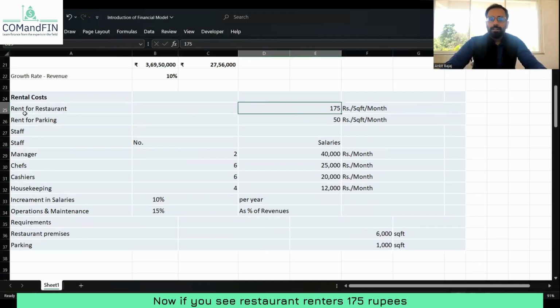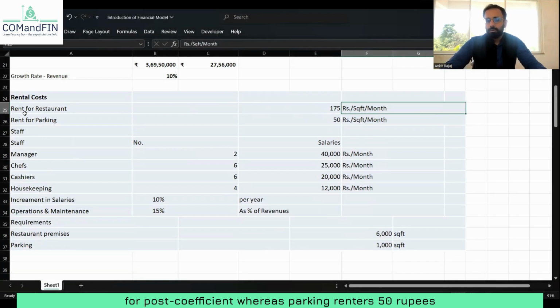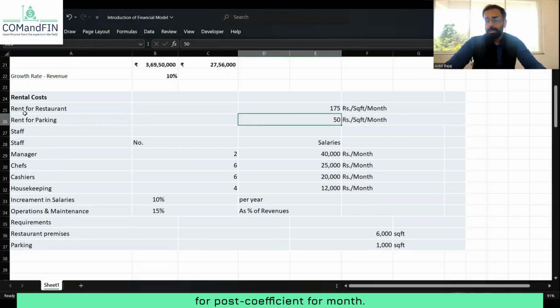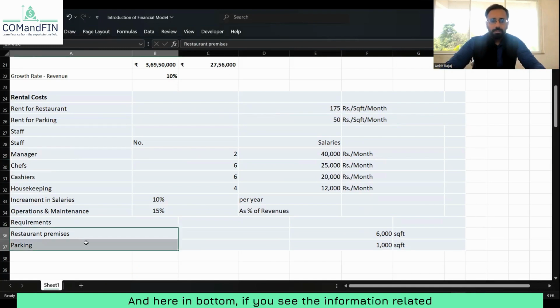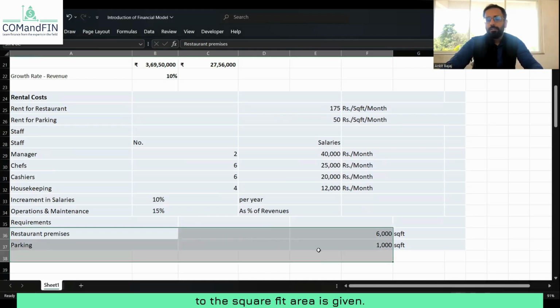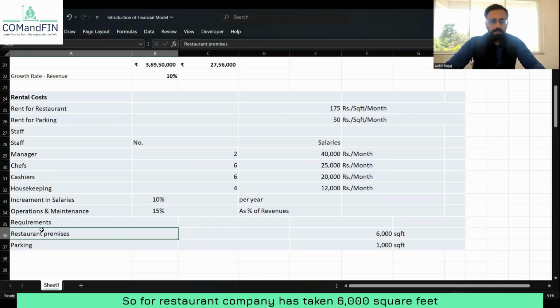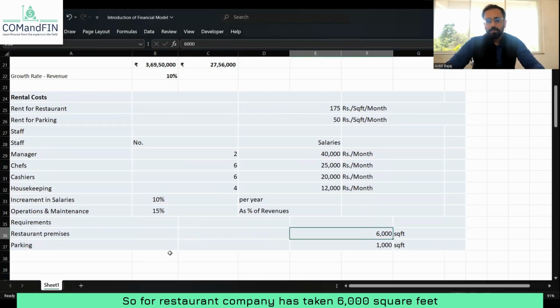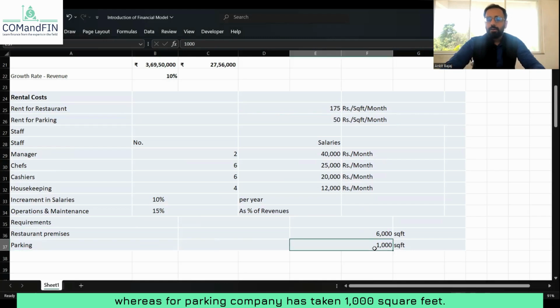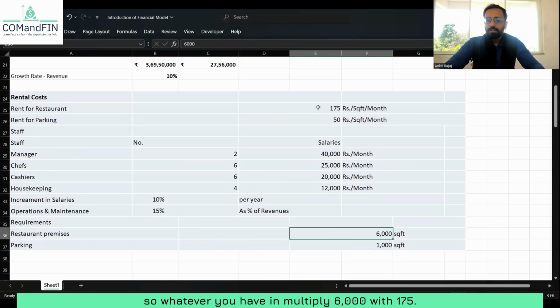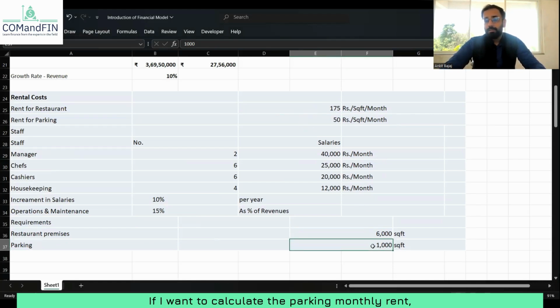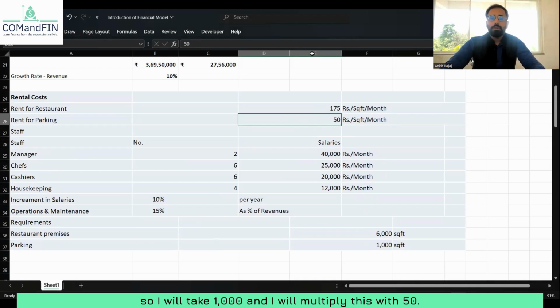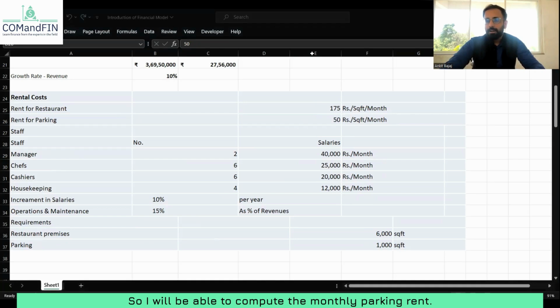Now, if you see restaurant rent is 175 rupees per square feet, whereas parking rent is 50 rupees per square feet per month, right? And here in the bottom, the information related to the square feet area is given. So for restaurant, company has taken 6,000 square feet, whereas for parking, company has taken 1,000 square feet area. So if I want to calculate the monthly rent, I will multiply 6,000 with 175. So I will get the monthly rent. If I want to calculate the parking monthly rent, I will take 1,000 and multiply this with 50. So I will be able to compute the monthly parking rent.